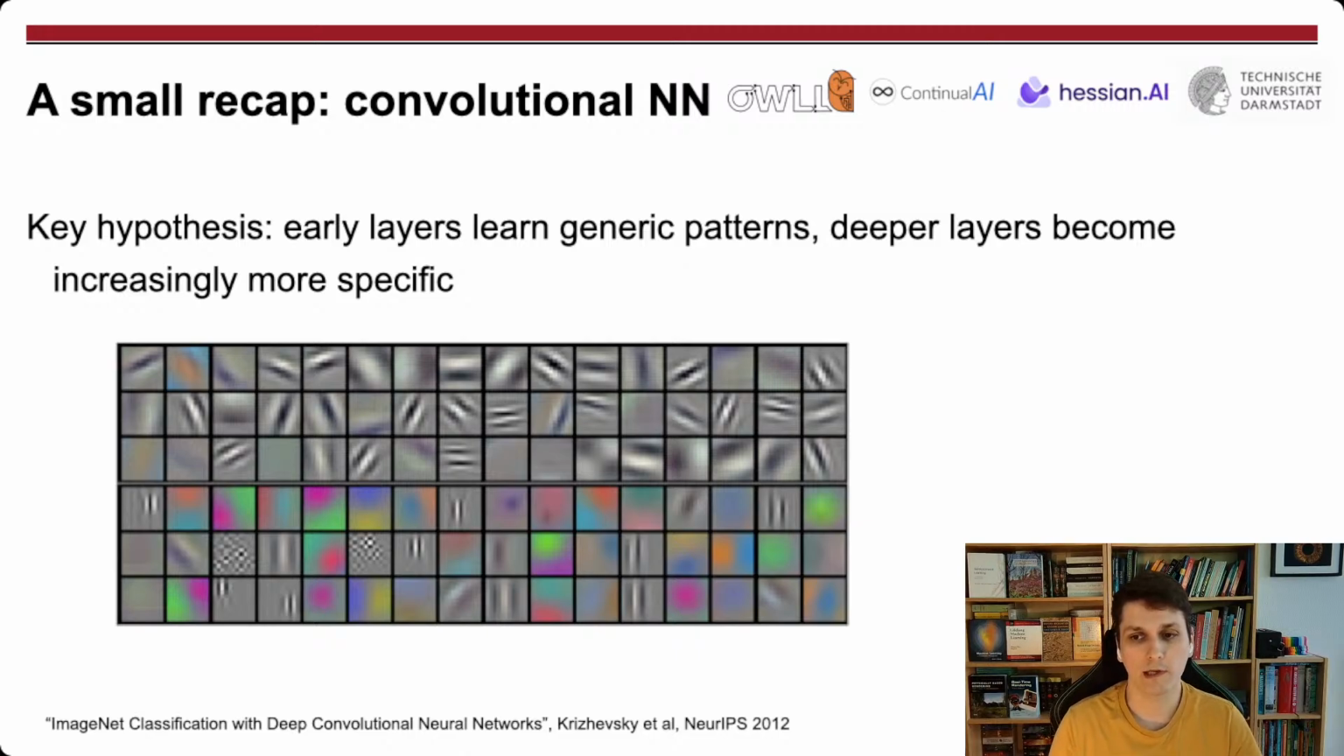And quite crucially, the key hypothesis in most deep neural networks is that the early layers of deep neural networks, especially convolutional neural networks, will learn to extract these very generic patterns. So the features that are extracted are of a very generic nature, such as these edges and color filters. And the deeper you go into the architecture, the more specific it eventually becomes.